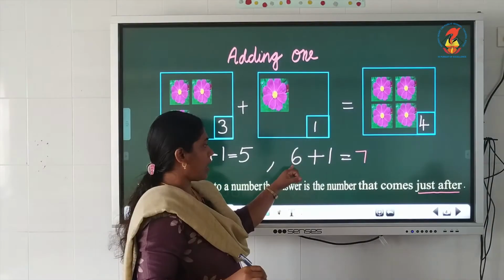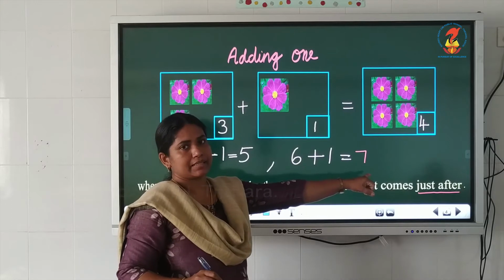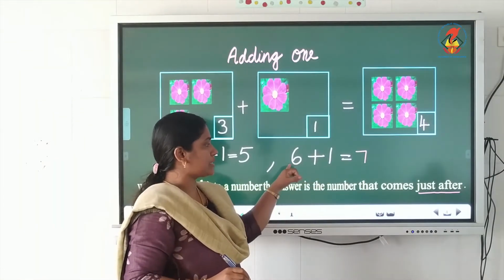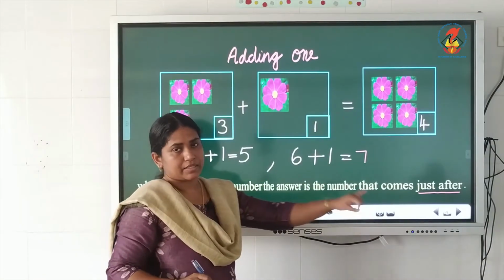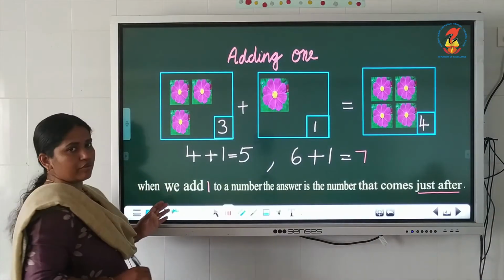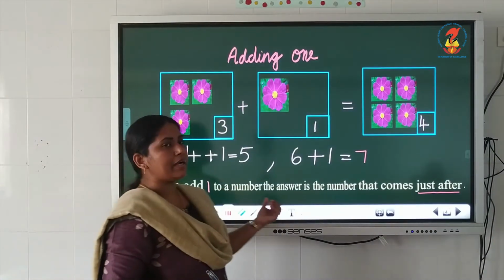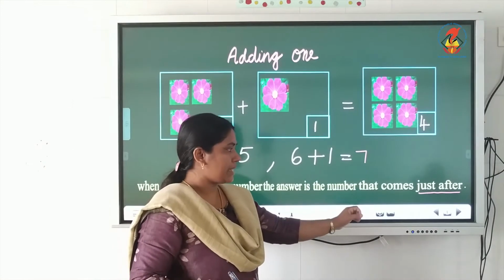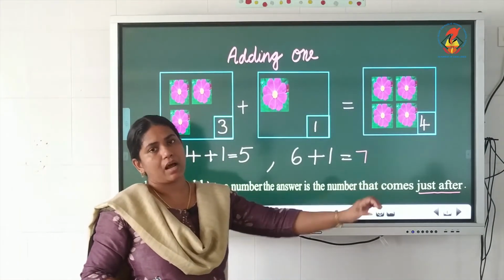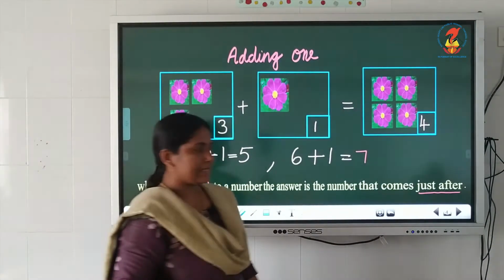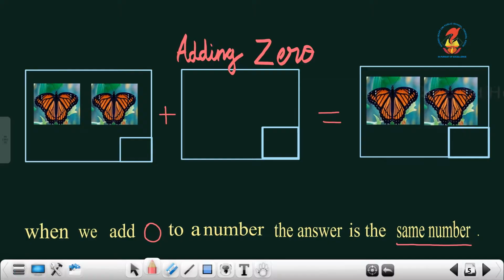Yes, okay, so after 6, 7 is the answer. When we add 1 to 6, answer is 7. So this is the first rule of addition. When we add 1 to a number, answer is the number that comes just after. Okay, is it clear? Now look at the next rule, adding 0.